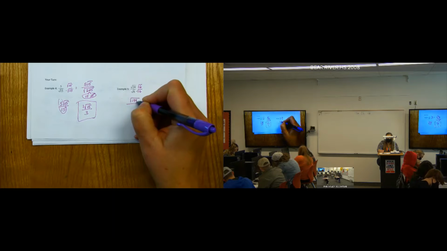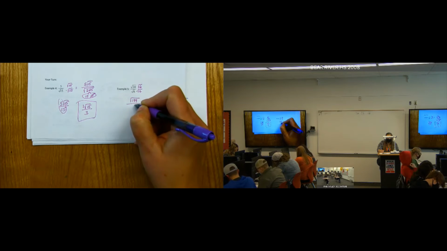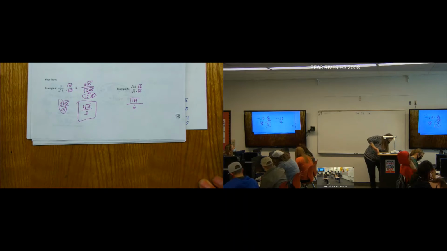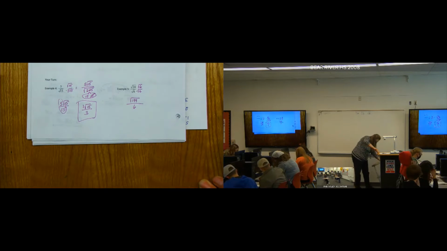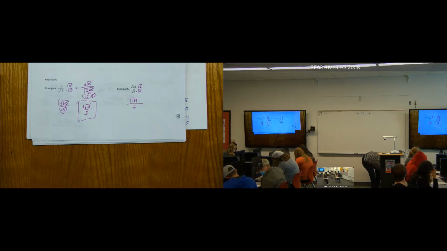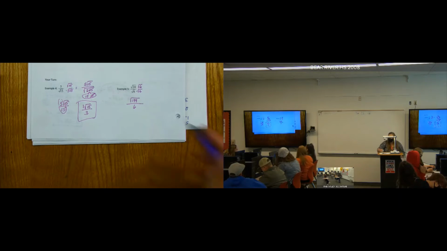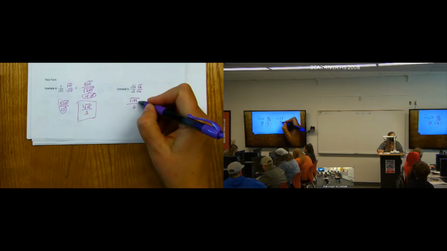On the top, what'd you get? 144. And what'd you get on the bottom? 6, right? Do you have to write it down as square root of 36 and break it down? No, because it's just 6, right? So let's not spend our time doing that. Okay, so what do we do now? Are we done? Don't we got to simplify the top if it will?